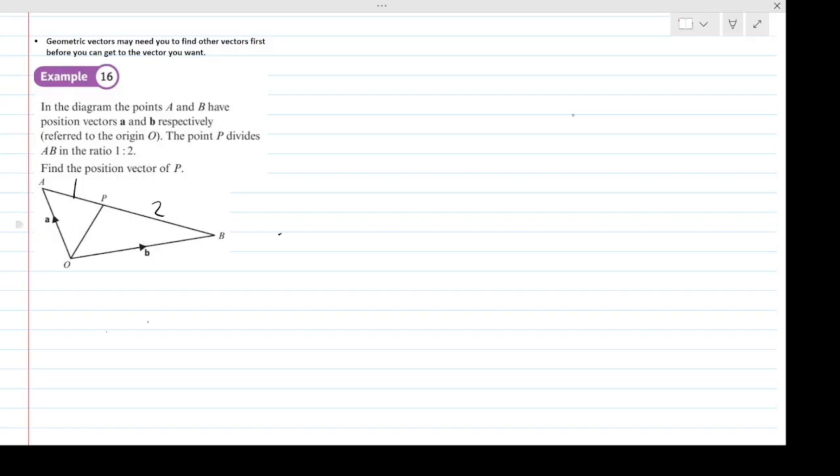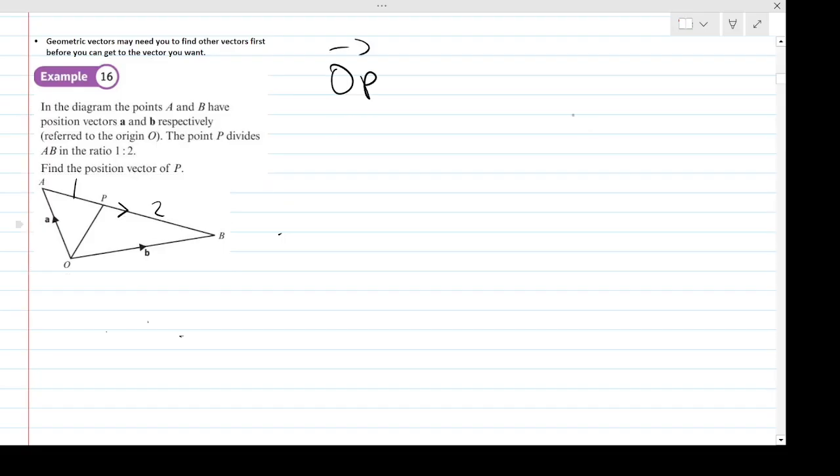But obviously the whole line then is going to be AB. AB is going to be all 3 parts, obviously, because if you add the 1 and the 2, you get 3. Okay. And so AB will be there. Okay. We need to find the position vector of P. Now, again, remember last time, position vector is essentially the coordinate, or you can think of it as from the origin to the point, okay? So if you want the position vector of P, it's from the origin, so O to P, okay? That's what we want to find, okay?